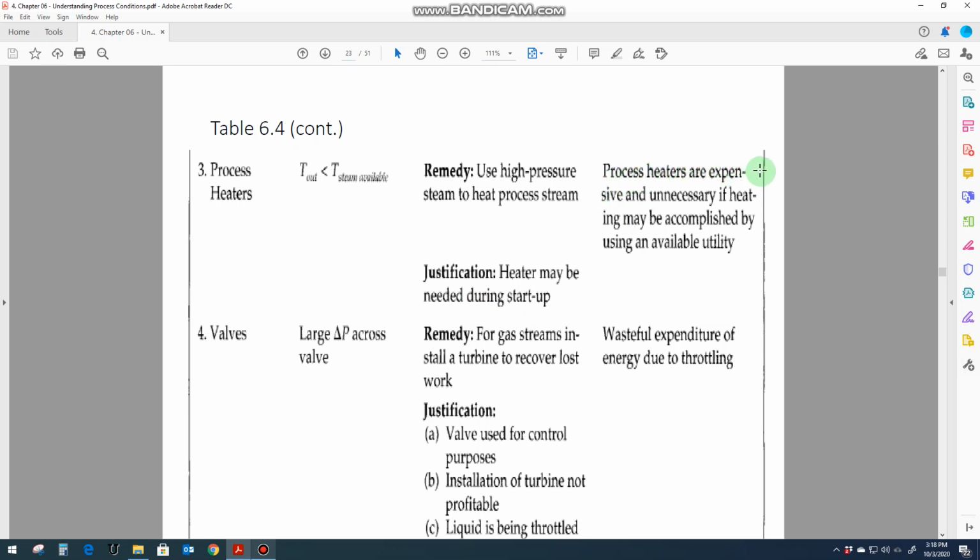Process heaters are expensive and unnecessary if heating may be accomplished by using an available utility. So the cost of those heaters is expensive, and usually it is required that we use the process streams or the utility streams that we have in the industry for the heat exchange purpose within the processes.